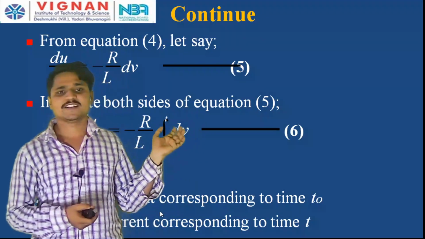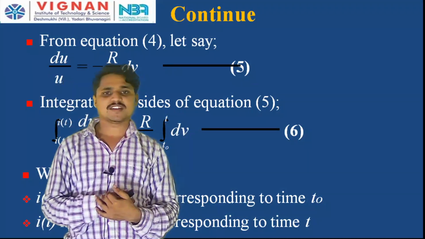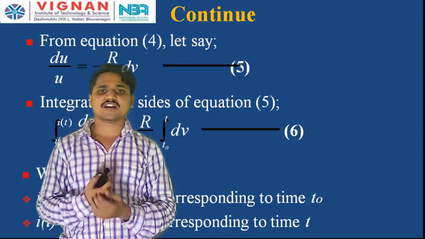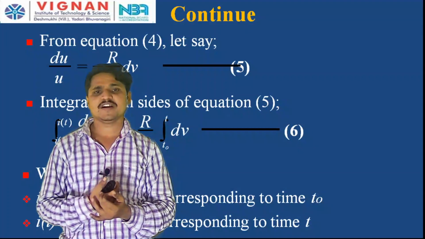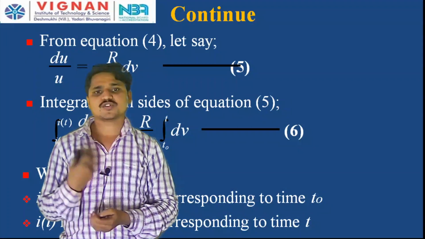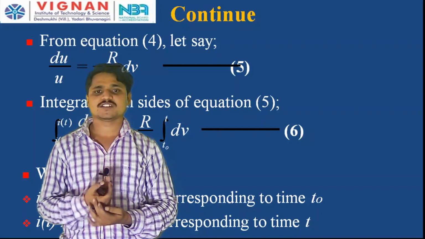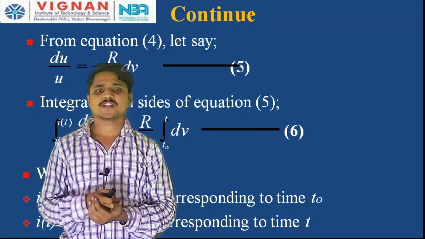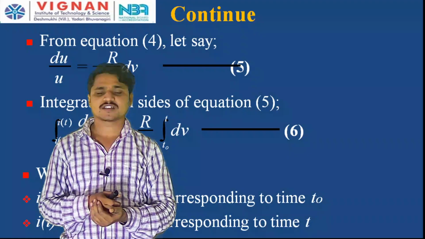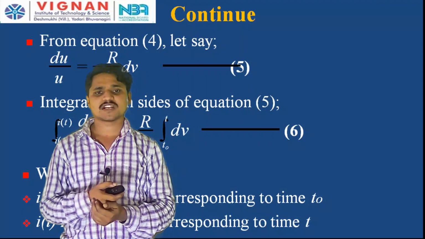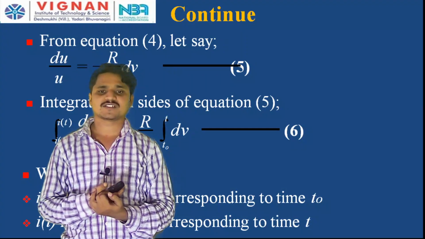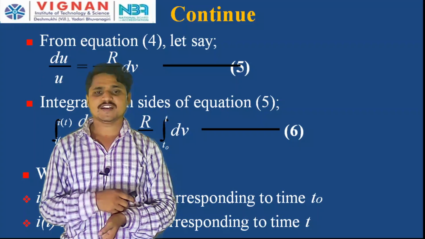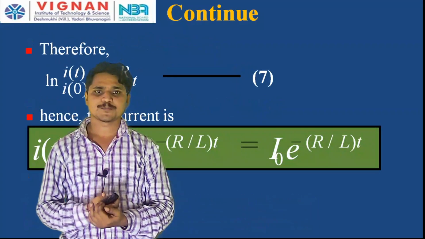If you want, you can apply I of t naught and these limits for the integral. Otherwise, after integrating, you will get a constant, that is called k, the integral constant. Once you get the integral constant, you can solve for it by applying the initial conditions. That means, before opening the switch, what was the current flowing through the inductor. So, using the initial conditions also, you can easily find the integral constant. Otherwise, you can also apply the integral limits.